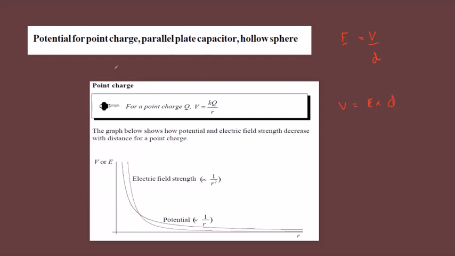We know for a point charge, what is a point charge? When all of the charge is concentrated at one point, we call that a point charge. For example, the size of the particle is negligible, so we can say that's a point charge. So an electron is a point charge. And the electric field for a point charge is given by K Q over R square. That's the formula for electric field.